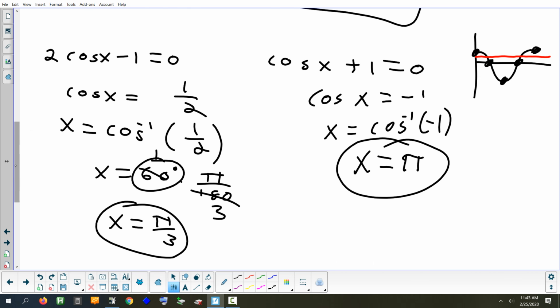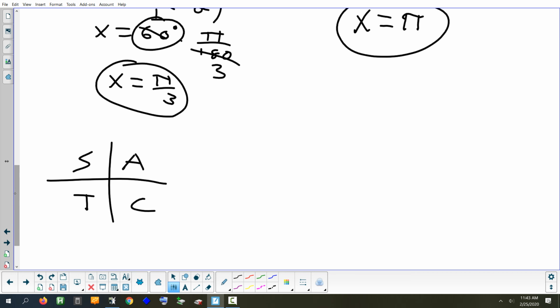Go back and look at this. Cosine x equals 1/2. What kind of number is 1/2? Positive or negative? It's positive. So you are looking for where the cosine equaled a positive number. Well, that happens in 2 spots.